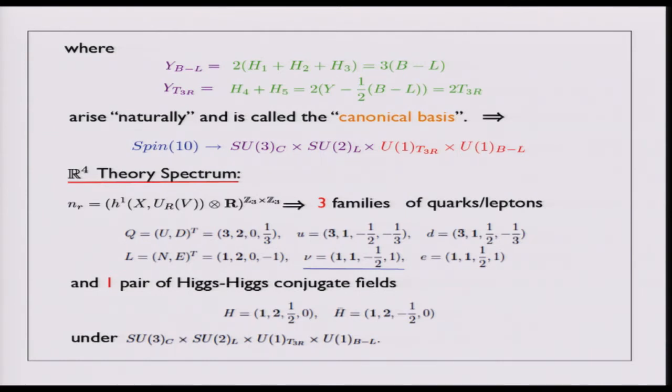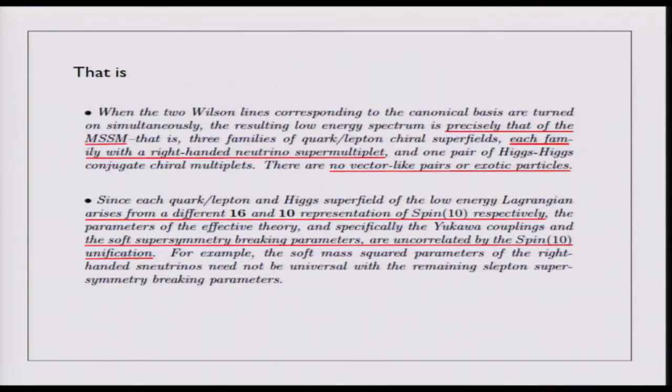The reason I bring this theory up is that when you look at the zero modes of the Dirac operator on this, that is the low energy spectrum, it turns out to be precisely the standard supersymmetric model of quarks and leptons. But each family also has a right-handed neutrino chiral multiplet. So it's almost exactly the standard model, but it has right-handed neutrinos in it, and then it's supersymmetrized. We also get one pair of Higgs and Higgs bar. In supersymmetry, you can't complex conjugate the Higgs in order to give mass to the down quarks, so you have to have a second Higgs. This is the minimal case, and that's also what we get. So this is a pretty good theory.